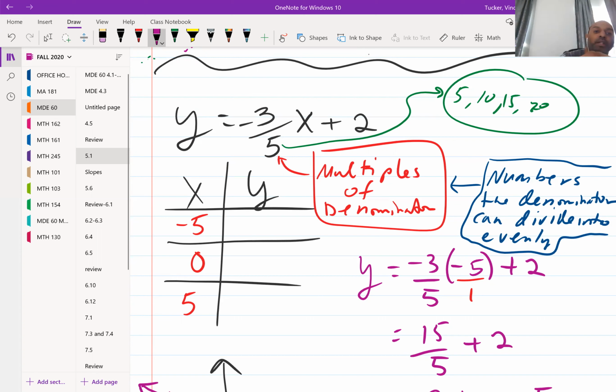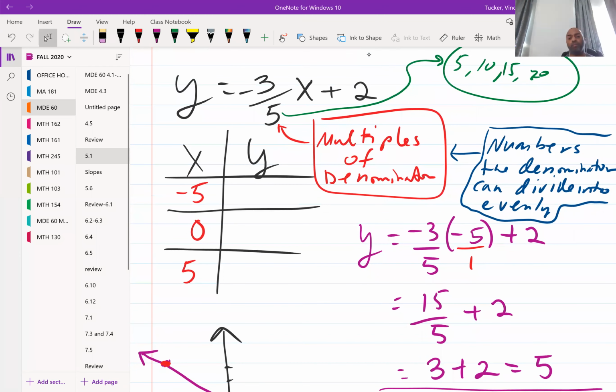So now when we look at over here, when we go to plug in -5, -3/5 times -5, all I did was multiply across. When we talk about fractions, just multiply across. So that -3 times -5 is 15. 15 divided by 5 is going to be 3. 3 plus 2 is 5. So when you plug in -5, you get out +5.